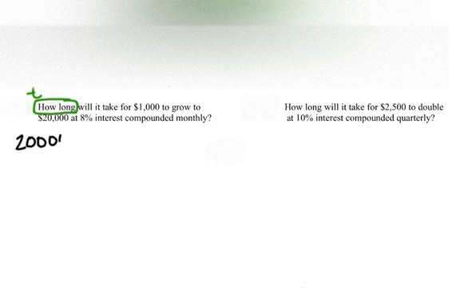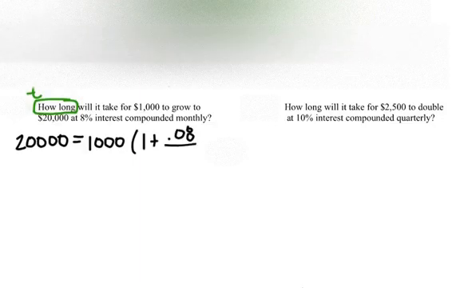So we're going to have 20,000 is equal to my initial investment, which is 1,000, times the quantity 1 plus my interest rate as a decimal, 0.08, divided by how many times the bank will compound my interest. Monthly would be 12 times a year. And then we're raising it to the 12 times t power.